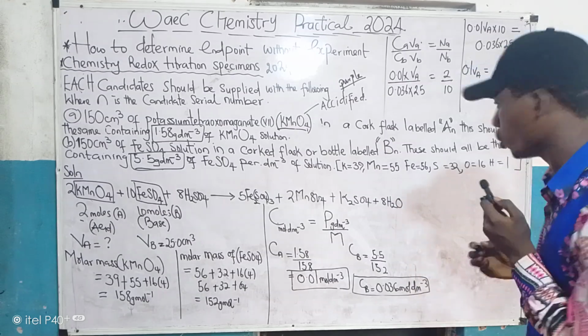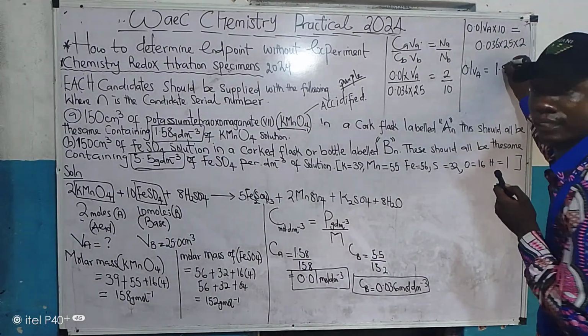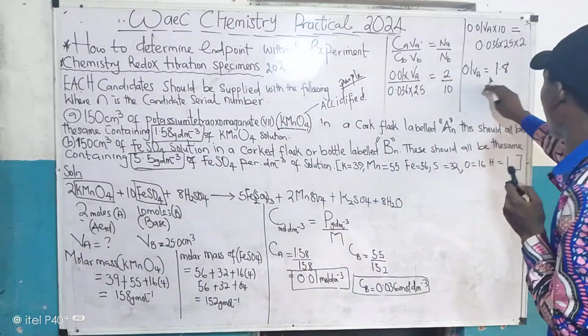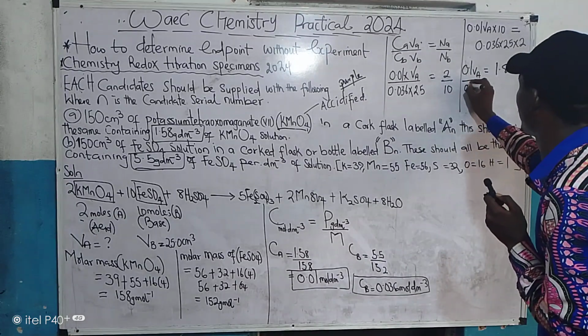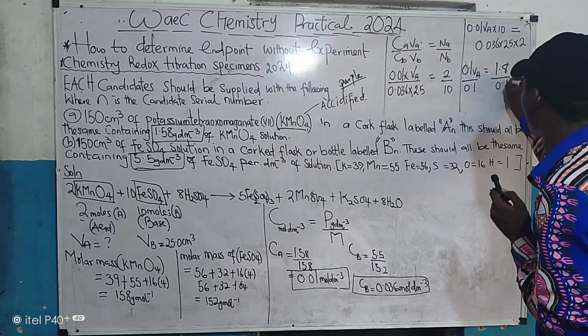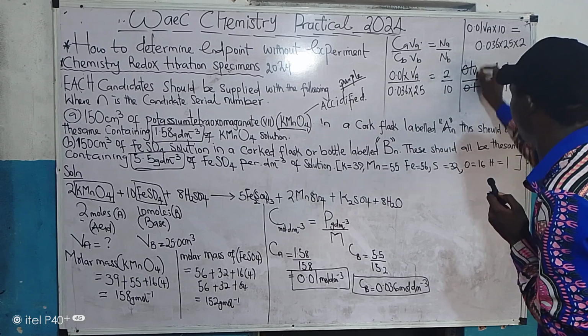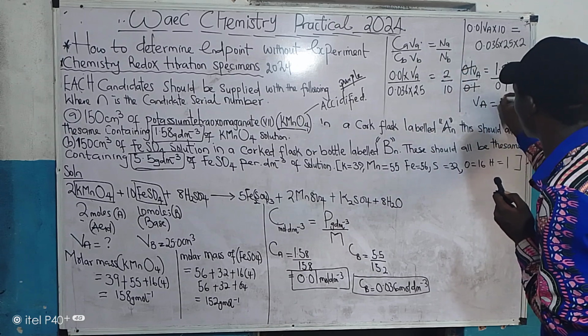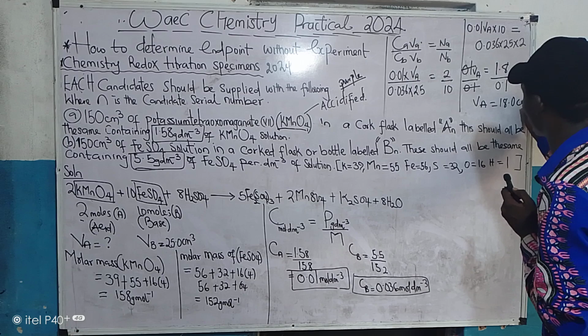1.8. Good. Just 1.8. So we have 1.8. Divide both sides by what? 0.1, 0.1. So this, demystify this. VA is equals to 18.0 cm³.